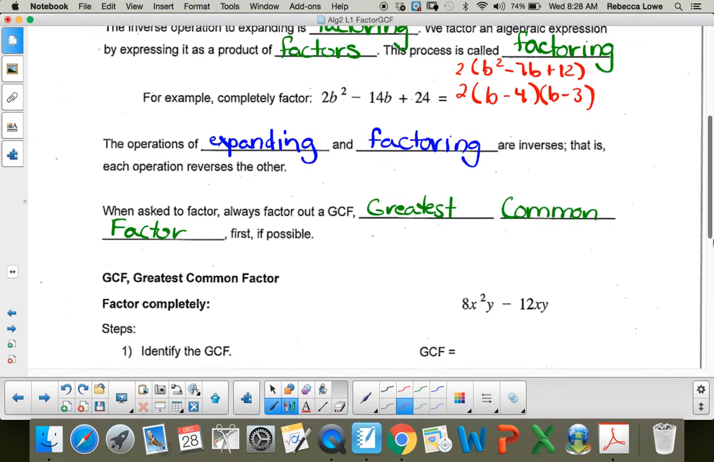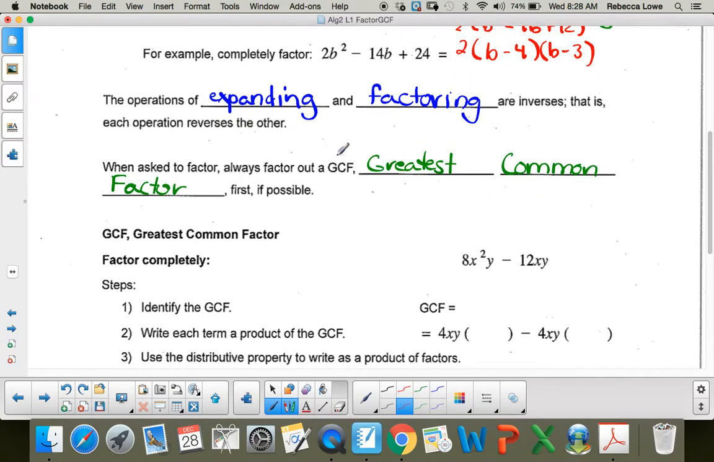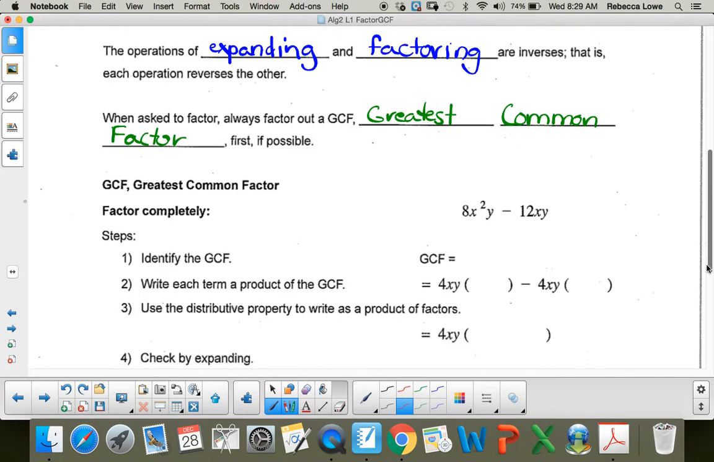They undo each other. When we're asked to factor, you always factor out a greatest common factor first. This is a first step that is commonly missed. Always look for a greatest common factor first. And that's all we're going to do in this lesson.